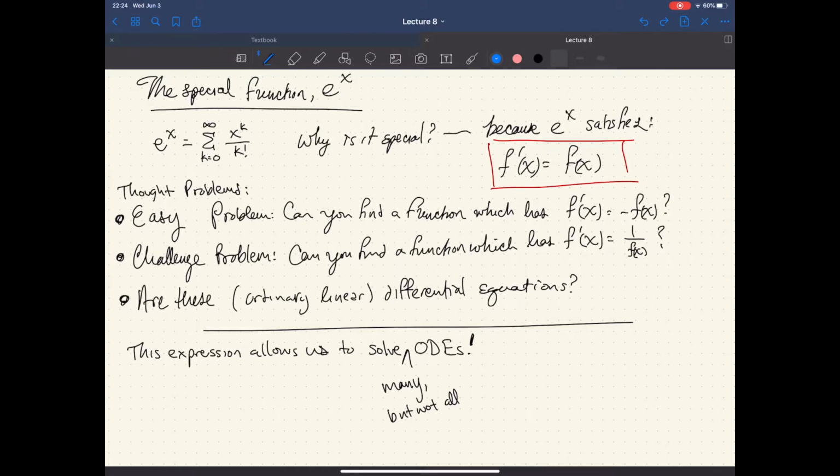All right, so let's talk about this special function, e to the x. So we can write this as a series, as you should probably be familiar with. You should know this equation. If you don't, good thing to memorize. Why is it so special? Well, it satisfies this particular requirement. And for differential equations, this is going to be very useful for us. You should know that it does this.